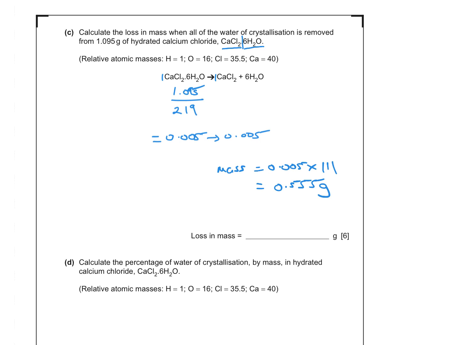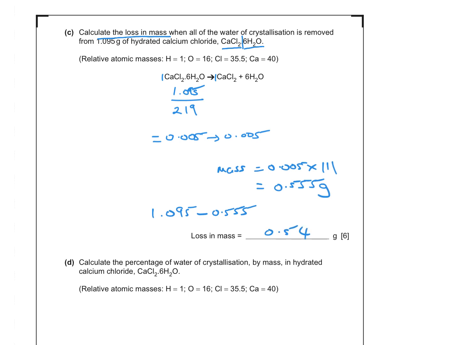Okay, let's look at what the question asks. So calculate the loss in mass. Well, we started off with 1.095 grams. The mass now is 0.555. So the loss in mass is going to be 0.54.